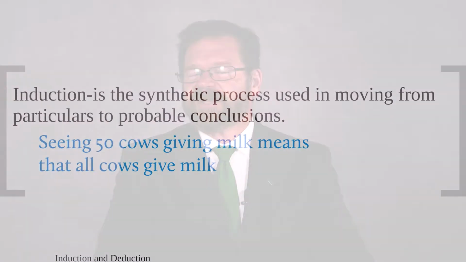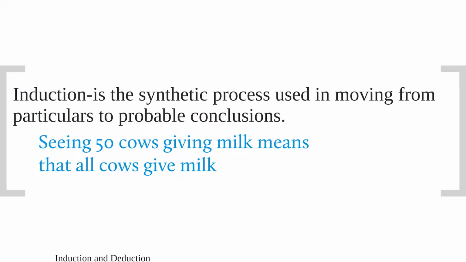Here's an example. I saw 50 cows giving milk, so I imagine all cows must give milk. Now that's based on seeing those 50 cows, we reason to a general statement. Of course, it's not true. Not all cows give milk, because every inductive statement is only probable. It can only do its best to make some ascertaining on that. We're going to talk about three types of inductive reasoning, breaking it down.